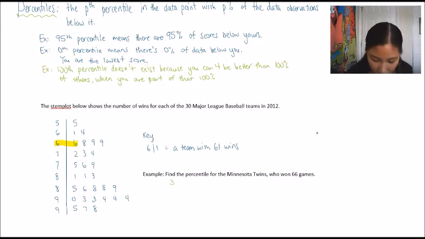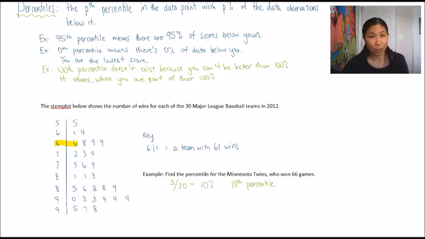So there are 3 data points that are below them, which means out of the 30 data points in total, that would make 10% below them. So that means the Minnesota Twins, who won 66 games, were in the 10th percentile, because 10% of the data fall below their score. Next, I want to find the percentile for the Washington Nationals, and they actually scored the most. They won 98 games.